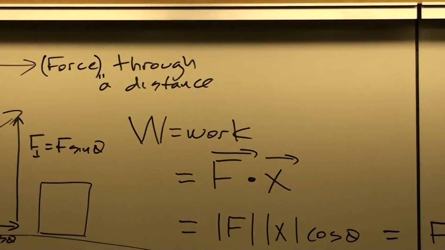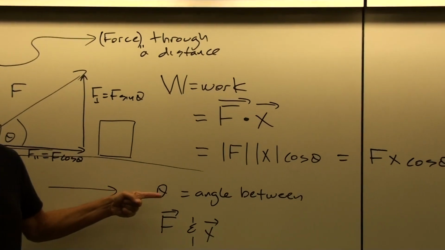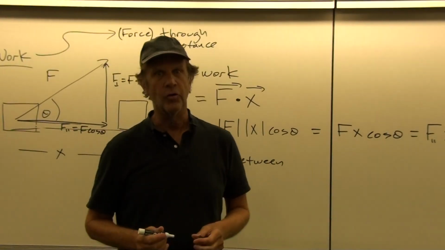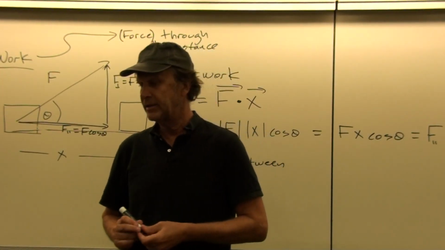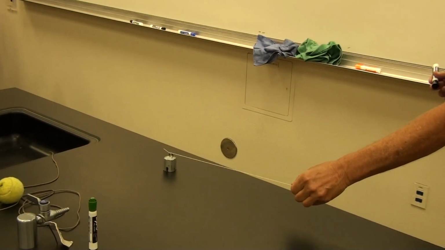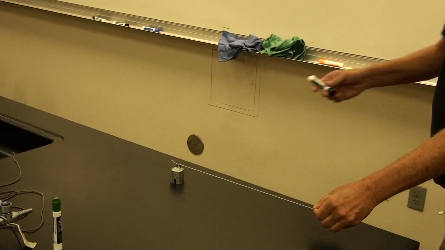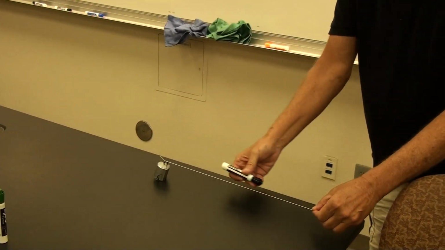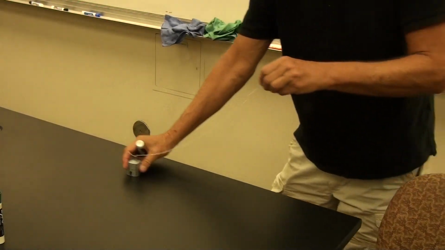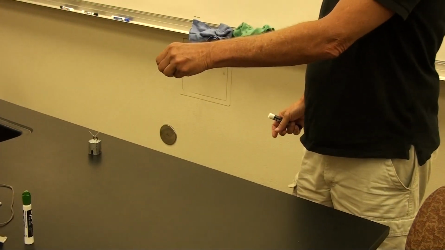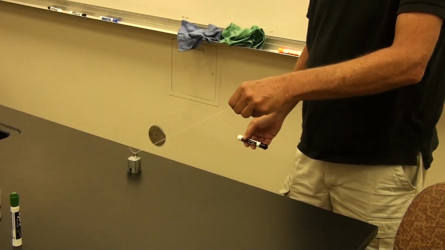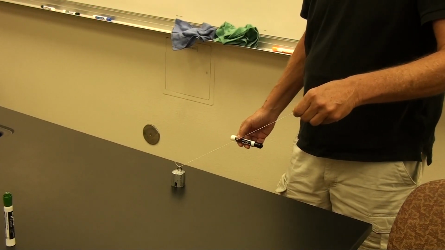If it turned out, for example, that the angle were 0, then it would be simply force through a distance. That would be the case here with this mass. If I pull on the mass in the same direction as the displacement, the force and the displacement vector, as long as I don't tip it over, are moving in the same direction. However, if I were to pull like this, then only the part of the force that's acting in the direction of the displacement would contribute to the work that's done.